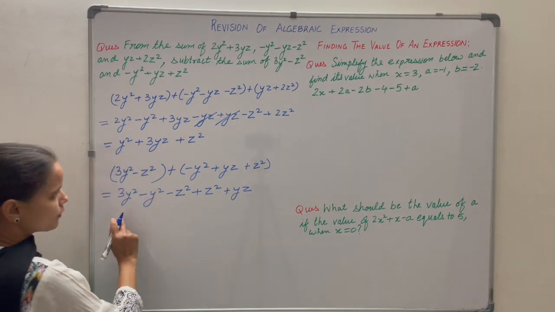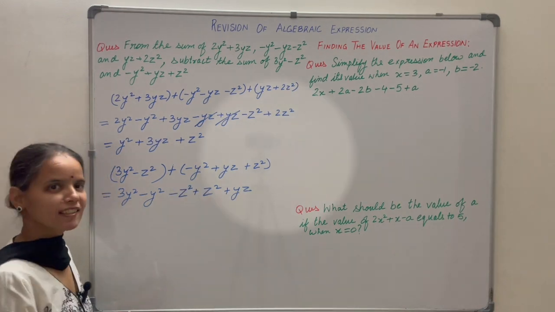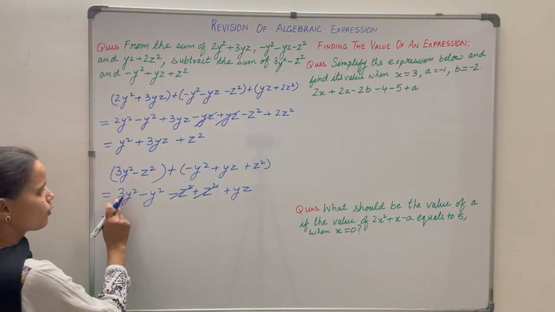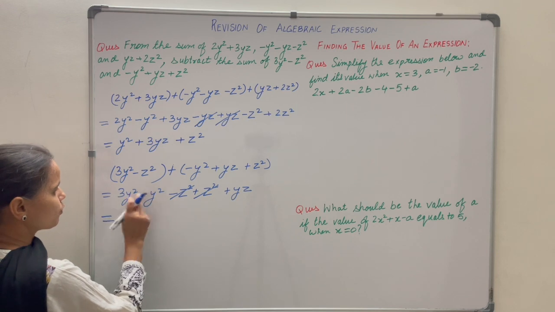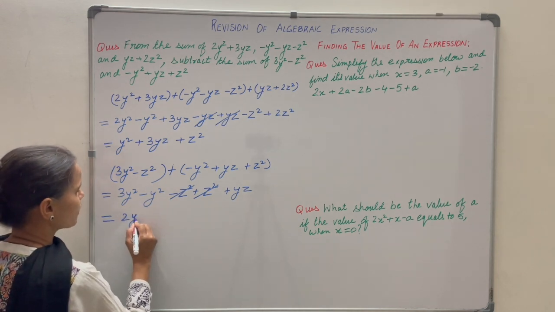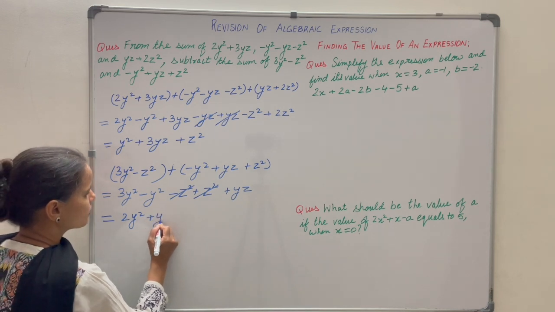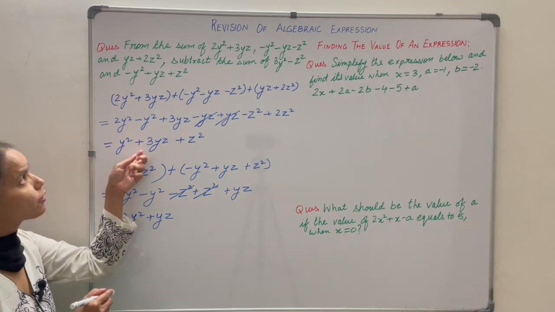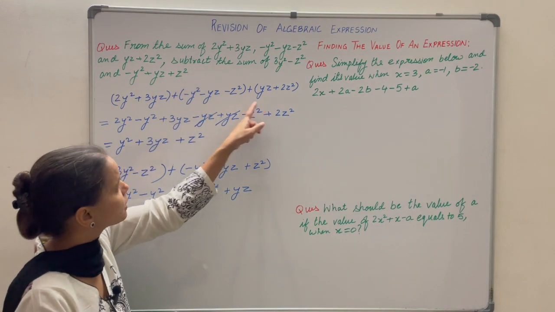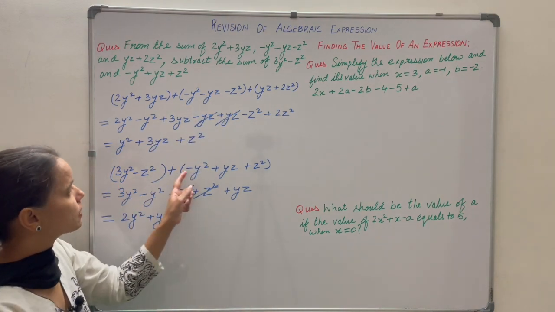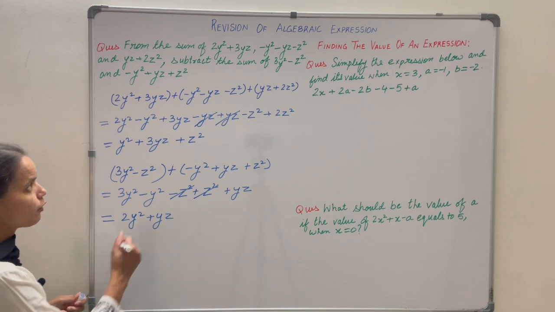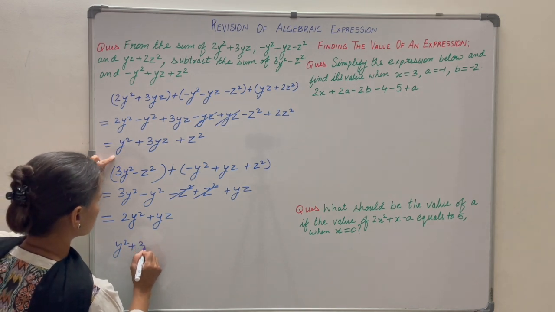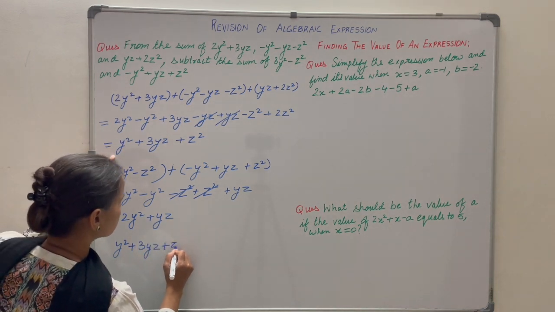So here you have got 5 terms. Here also you have got 5 terms. So let us now cancel minus z square and plus z square. So here you have got 3 and coefficient here is minus 1. So 3 minus 1 is 2y square plus yz. So you have to subtract this expression from this expression, because the question says from the sum of these three expressions you have to subtract the sum of these two expressions. So from the sum of these three, what is that you got? y square plus 3yz plus z square.